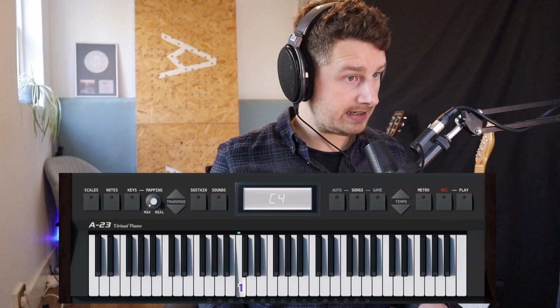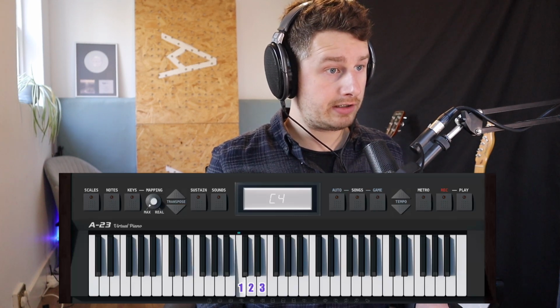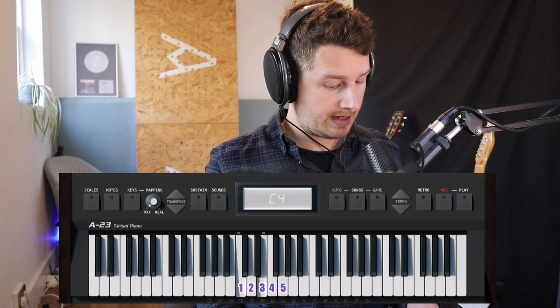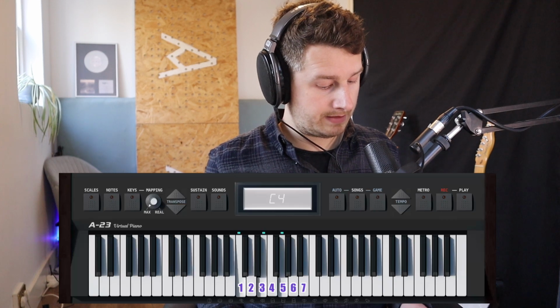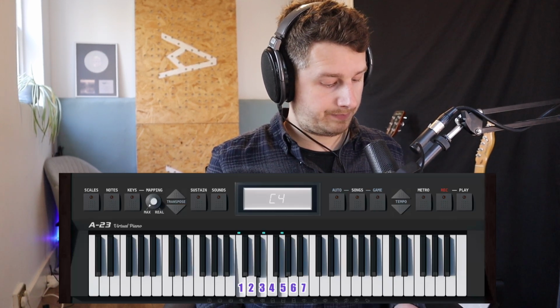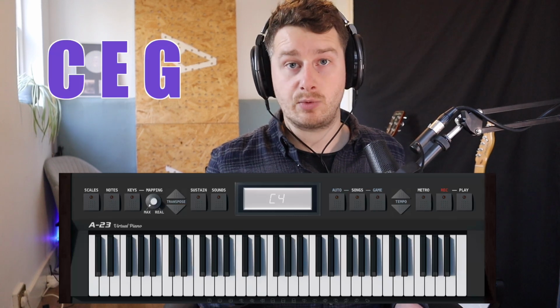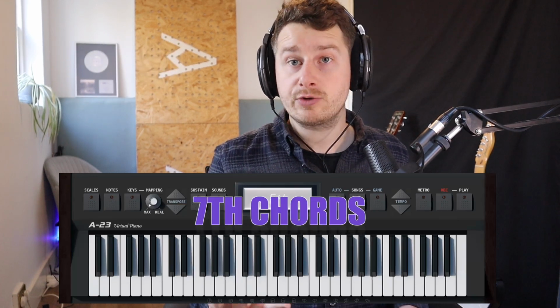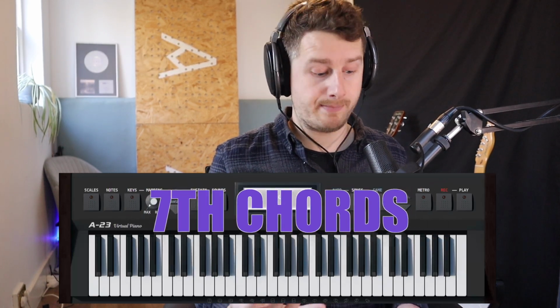So you've got C. Then if you play that third, you've got the third key, E, and then the fifth would be G. That's playing the 1, 3, 5. And there's 3 notes, and that's why it's a triad. But you can also do 7th notes as well if you want to go a bit more interesting.